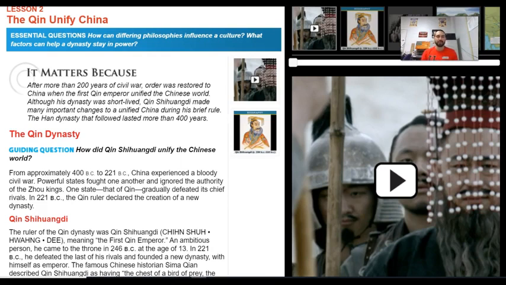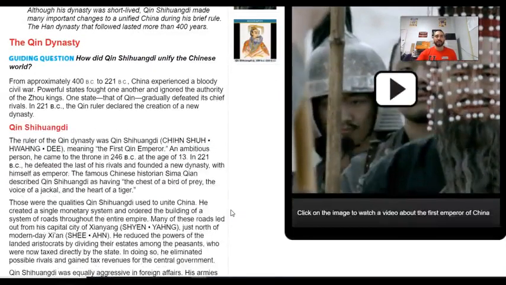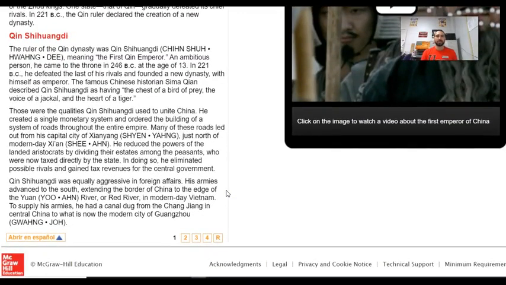Chapter 6, Lesson 2, the Qin Dynasty. From approximately 400 BC to 221 BC, China experienced a bloody civil war. Powerful states fought one another and ignored the authority of the Zhou kings. One state, that of Qin, gradually defeated its chief rivals. In 221 BC, the Qin ruler declared the creation of a new dynasty, Qin Shi Huangdi. The ruler of the Qin dynasty was Qin Shi Huangdi, meaning the first Qin emperor.